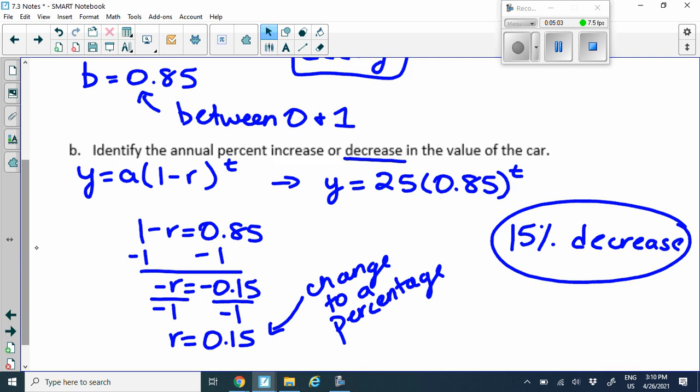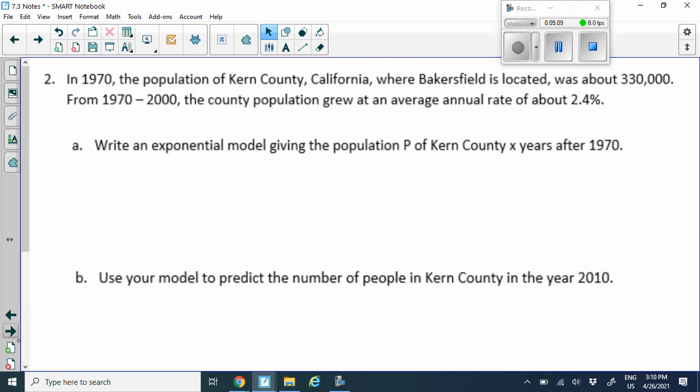Okay, now let's go ahead and work on the problems where we are creating the model and using it to find the final amount. Let's try example 2. So it says in 1970, the population of Kern County, California, where Bakersfield is located, was about 330,000. And from 1970 to 2000, the county population grew at an average annual rate of about 2.4%. Now, our first thing is we need to write an exponential model giving the population P of Kern County x years after 1970. So we're writing the model. Now, notice what we have to use for our variables, P and x. So instead of putting y equals, we're actually going to have to do P equals, okay?